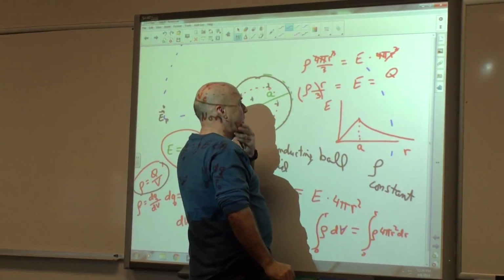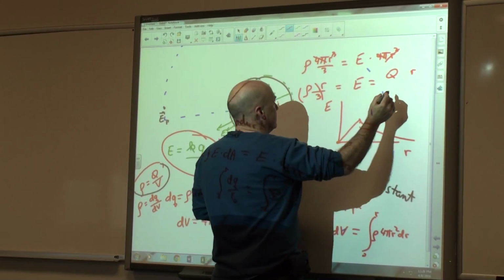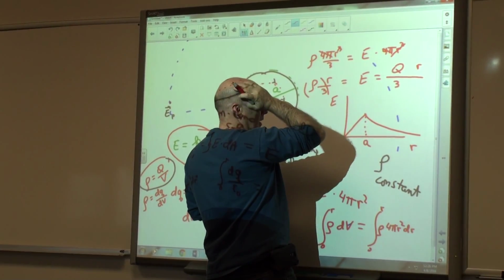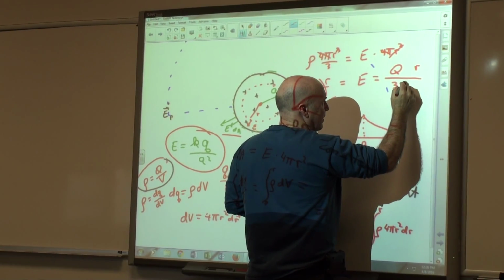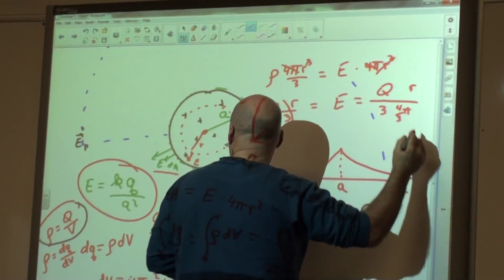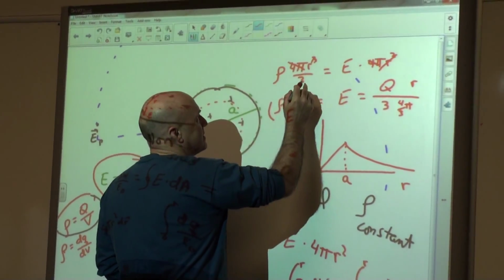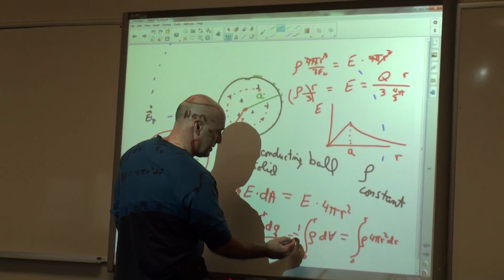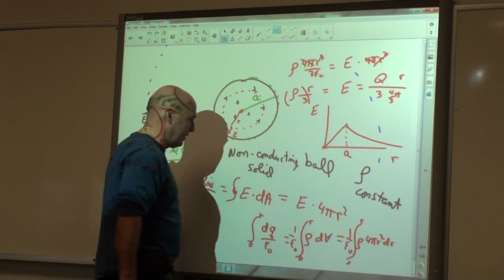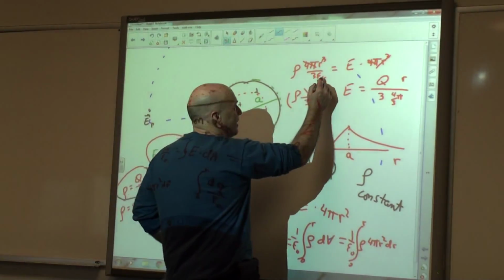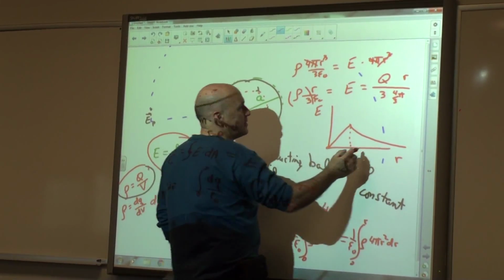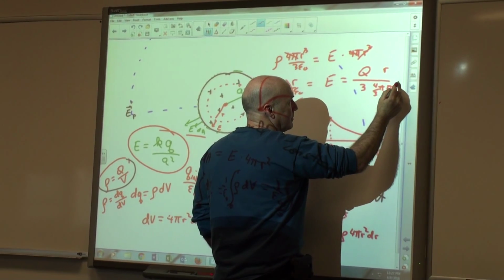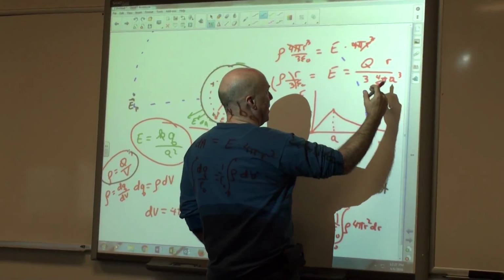What if, what does this turn into if you're at the surface? What if you change your Gaussian surface so your Gaussian surface is the radius of the ball? What if this ball has radius A, little letter A, and you want to do the Gaussian surface right on the skin? So now E field is this way and dA is this way. And it's the same thing. And you work it out. Pause the video if you need to. But the electric field at the surface is equal to KQ all divided by A squared, because R is A now. No problem. Isn't that cool?